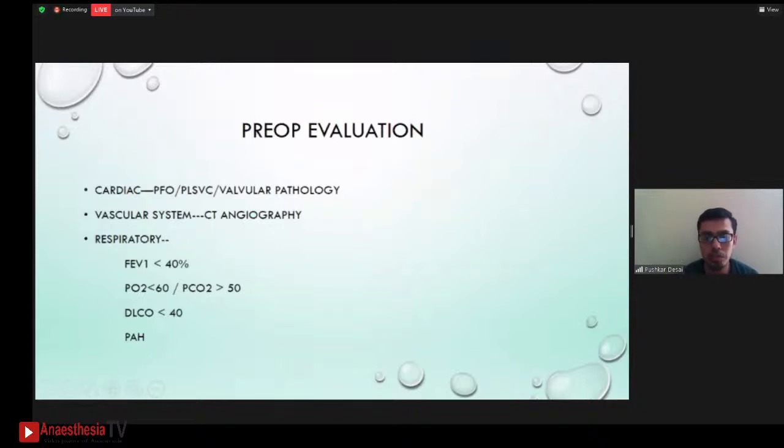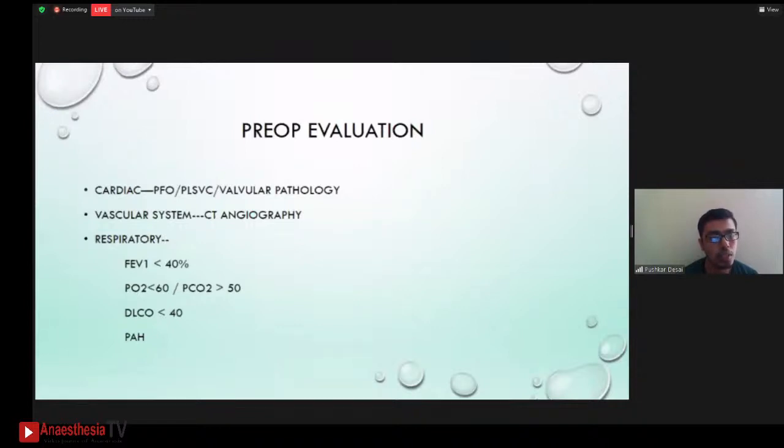Although the presence of plaque or aneurysm is usually seen in CT angiography, because these are risk factors for post-operative stroke. Then coming on to the respiratory evaluation, we usually look for whether the patient is suitable to tolerate one lung ventilation in MICS.